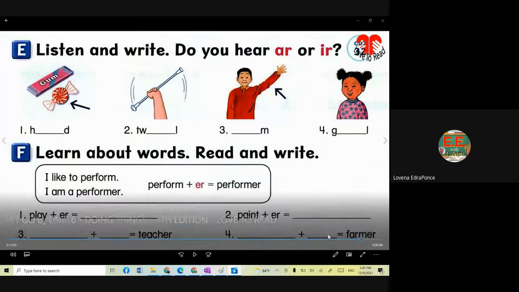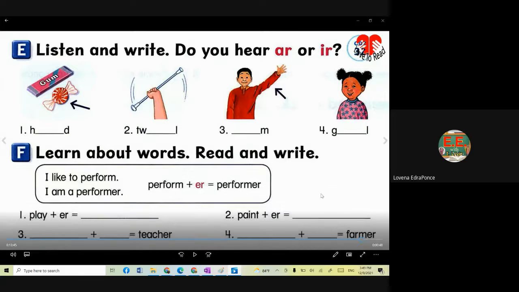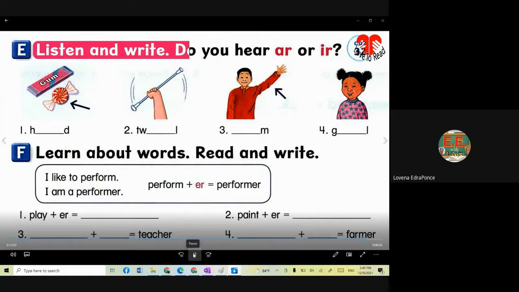Okay, for our phonics, we're going to learn the AR sound and the IR sound. AR sounds like R, and IR sounds like ear. Right? Let's listen to this one. Page 55. E. Listen and write.